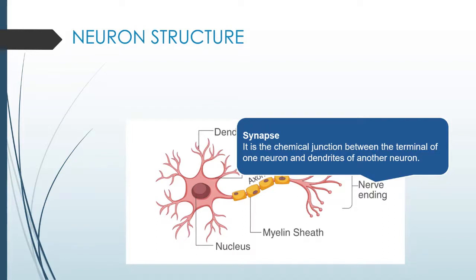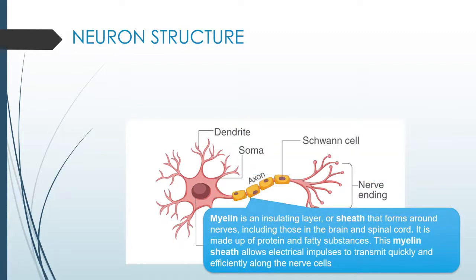Basically, the synapse is a chemical junction between the terminal of one neuron and the dendrites of another neuron. Now lastly, the myelin sheath is an insulating layer or sheath that forms around the nerves.